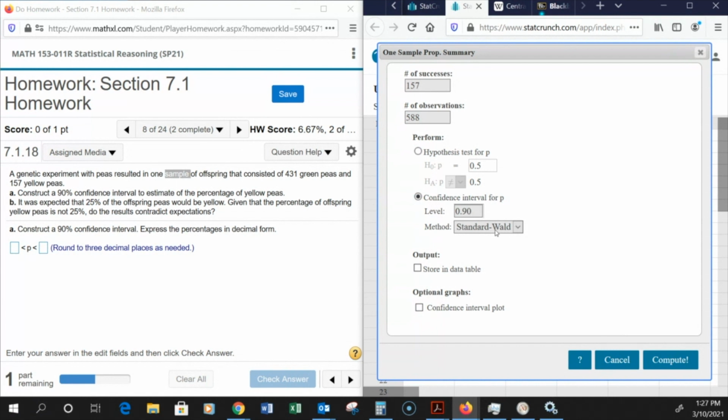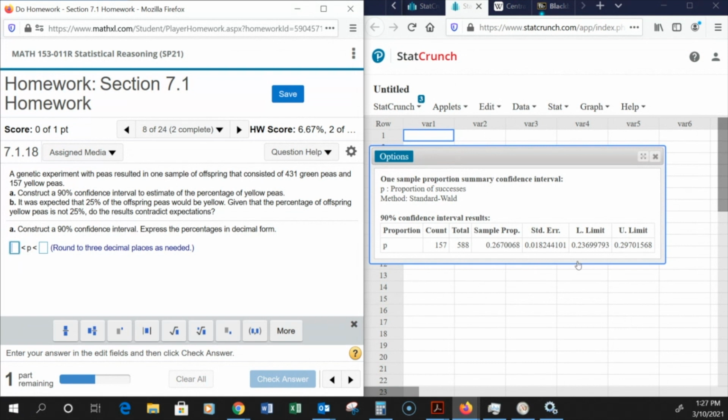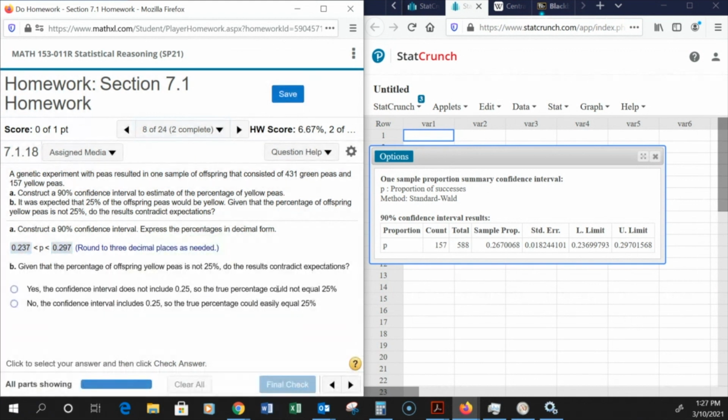We never change this. This is the only method we use. There are a couple different methods, and we just do the one. We don't even talk about it. There it is. And there's your lower limit, and you have to round to 3 decimal places. So I'm copying 0.237 into the lower limit box and tabbing into the upper limit box. It's 0.297. You realize these aren't as hard as I thought they were.